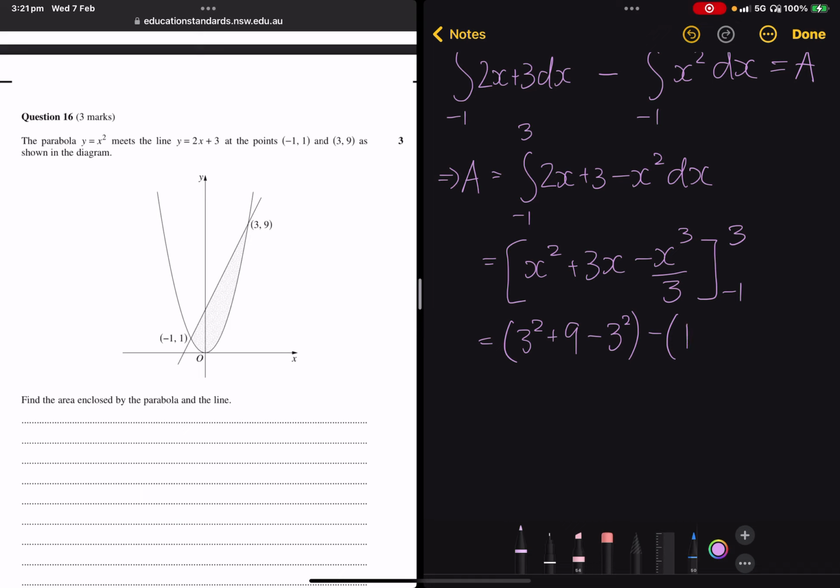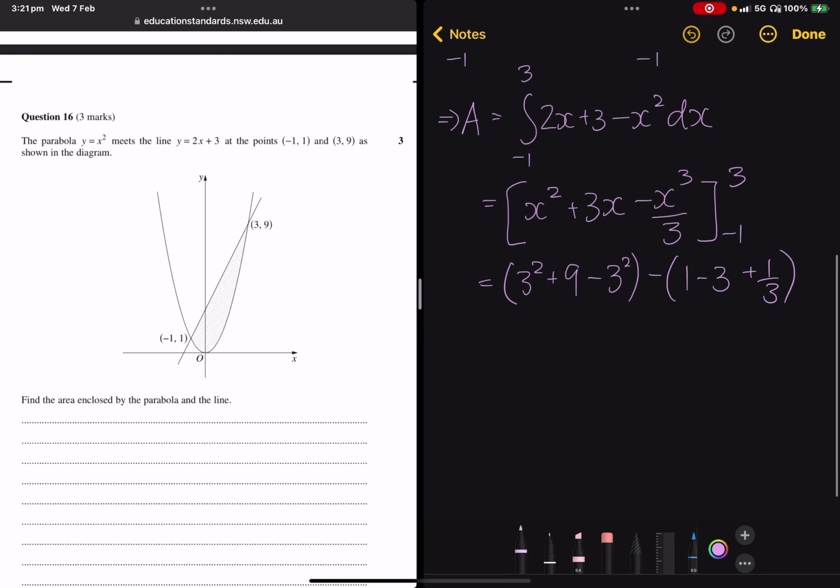Minus 1 squared is 1, plus 3 times minus 1, that's minus 3, minus minus 1 cubed on 3. Now, minus 1 cubed is minus 1. This is the negative of that, so this is plus 1/3. We have a 3 squared here, a minus 3 squared here, so this becomes 9, minus 1 plus 3 minus 1/3. This minus here has to be applied to all these terms, so it swaps their signs.